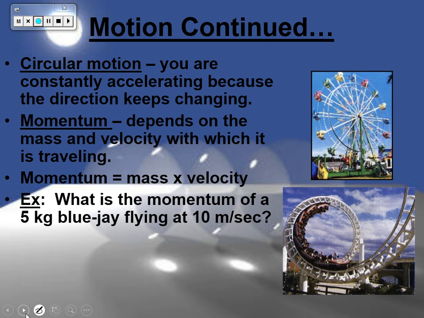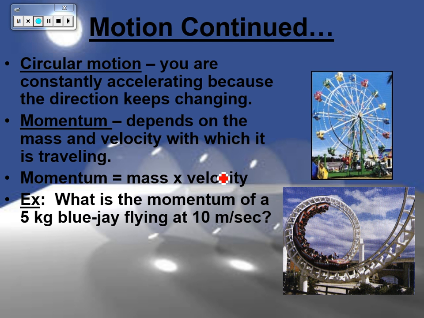Okay, circular motion, it says constantly accelerating because the direction keeps changing. We just said that. Momentum is like how much power does it have. So this is mass times velocity. The bigger something is, the more power it has, versus the faster it is, the more power it has. So if you have two things coming at you at the same exact size, the one that's moving faster is gonna have more of a punch.